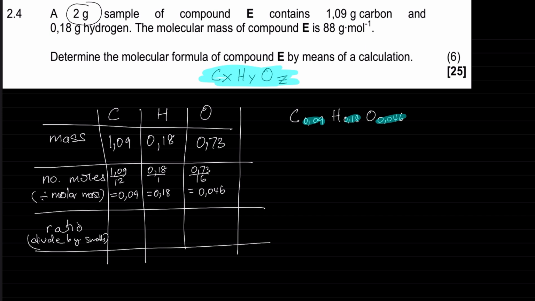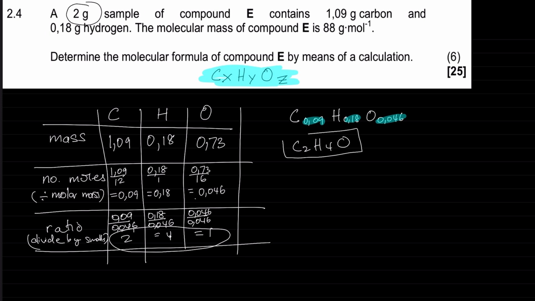Now the smallest number of the 3 is 0.046. So I'm going to divide everything by 0.046. So 0.046 divided by 0.046, that's 1. Then 0.18 divided by 0.046, that's equal to 4. Then 0.09 divided by 0.046, that's 2. Now these values we can put into our formula. So C2H4O.